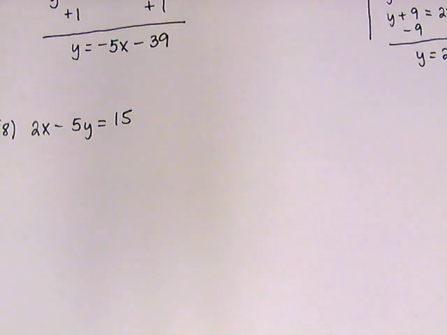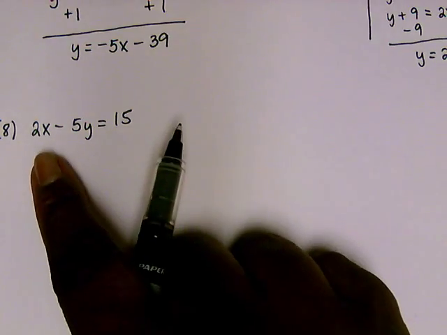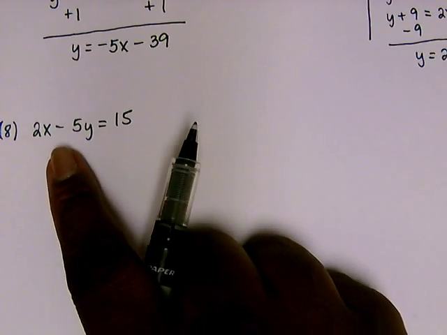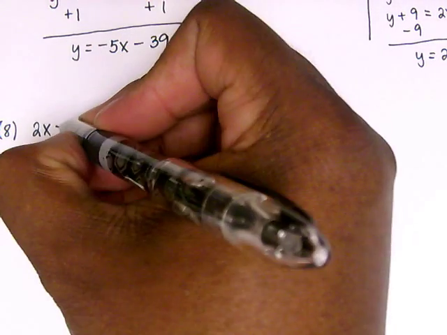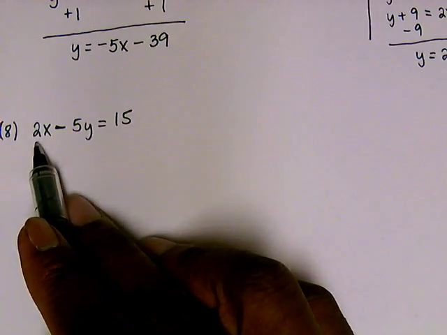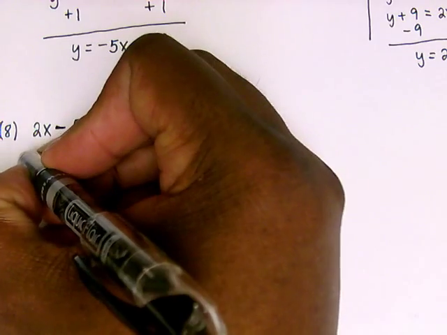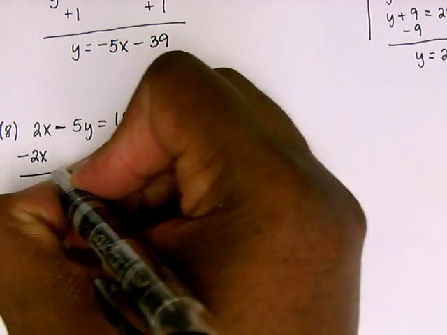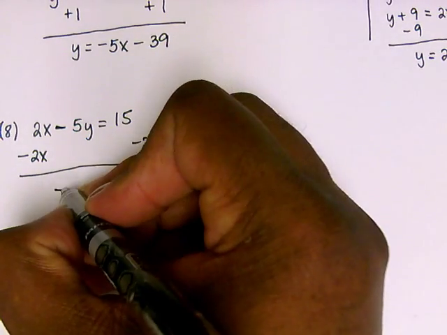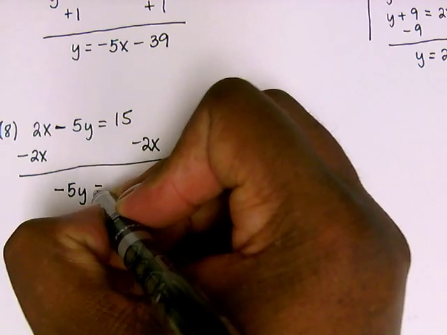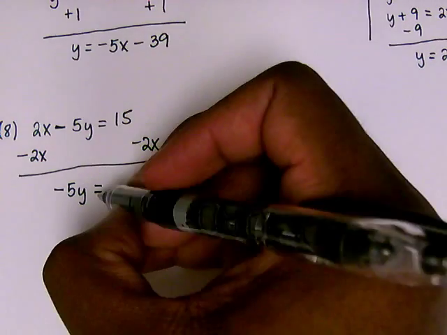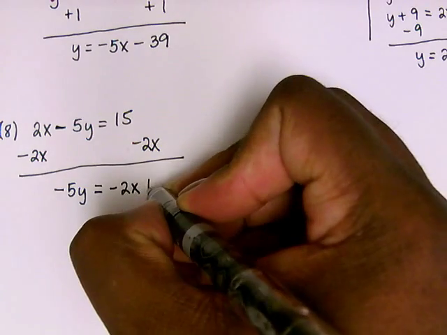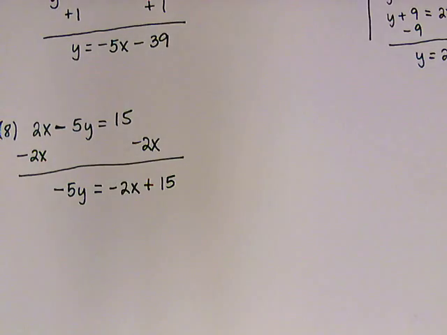First of all, you have to get this equation solved for y. That means I need to move the 2x over to the other side and get rid of the negative 5 that's in front of it. Let's start off by getting rid of the 2x that's on the left side by subtracting 2x on both sides. So on the left side, I'm going to have a negative 5y, and that's equal to, and I'm going to put the negative 2x in front of the 15. So it'll be negative 2x plus 15.